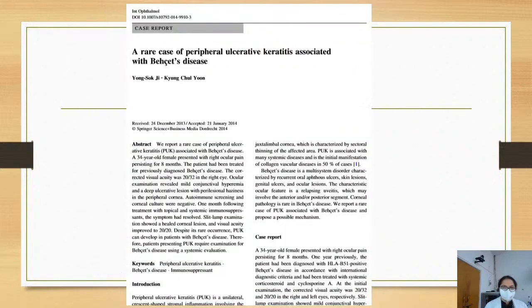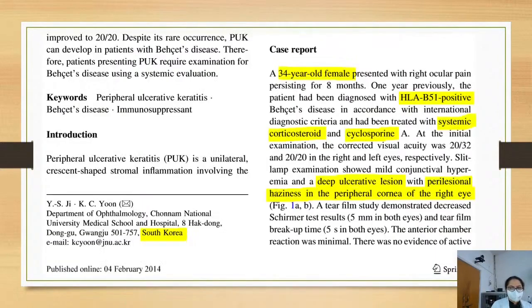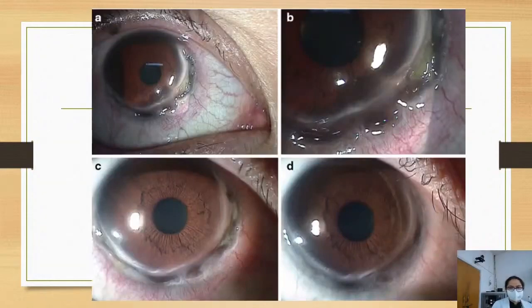This is a rare case report of peripheral ulcerative keratitis associated with Behçet's disease. In this case, there was a 34-year-old female who was HLA-B51 positive and was treated with systemic corticosteroids and cyclosporine. She presented with a deep ulcerative lesion with perilesional haziness in the peripheral cornea of the right eye. This is the clinical picture, here we can see.